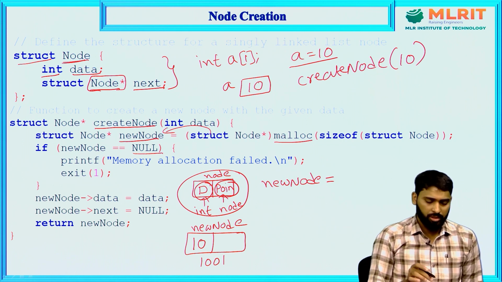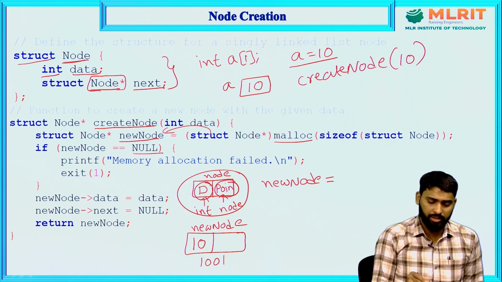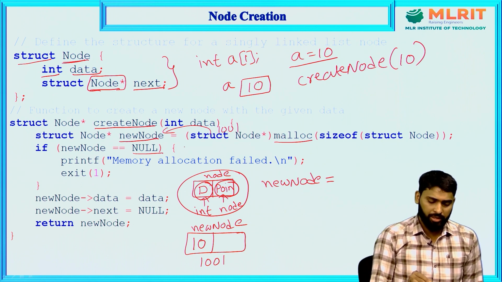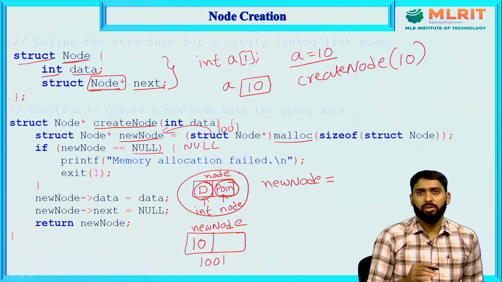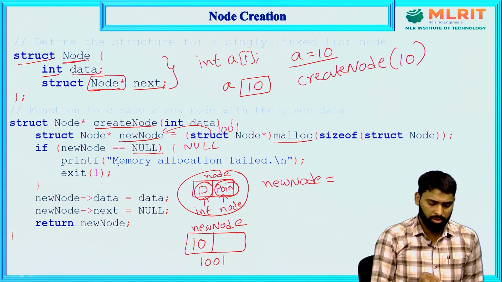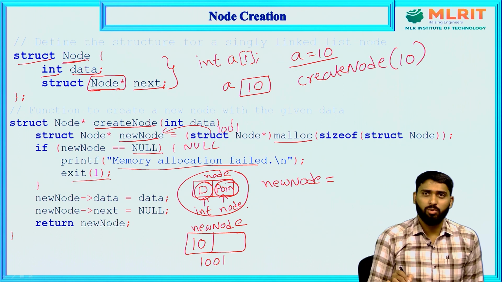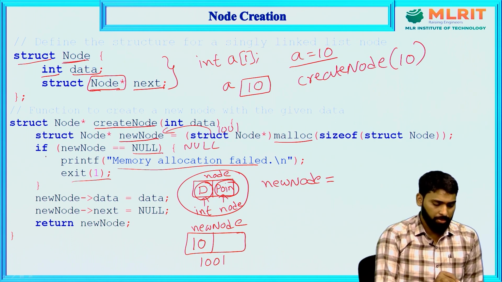Now check newNode equals NULL. What does it mean? If the node is created, then in this case it returns the 1001 address. If the memory is not available, then it sends NULL to newNode. So first, before storing the data, we check whether the node is created or not. If it is not created, then we display that memory allocation failed and exit. Okay, in this case the node is created, so this condition will be false.